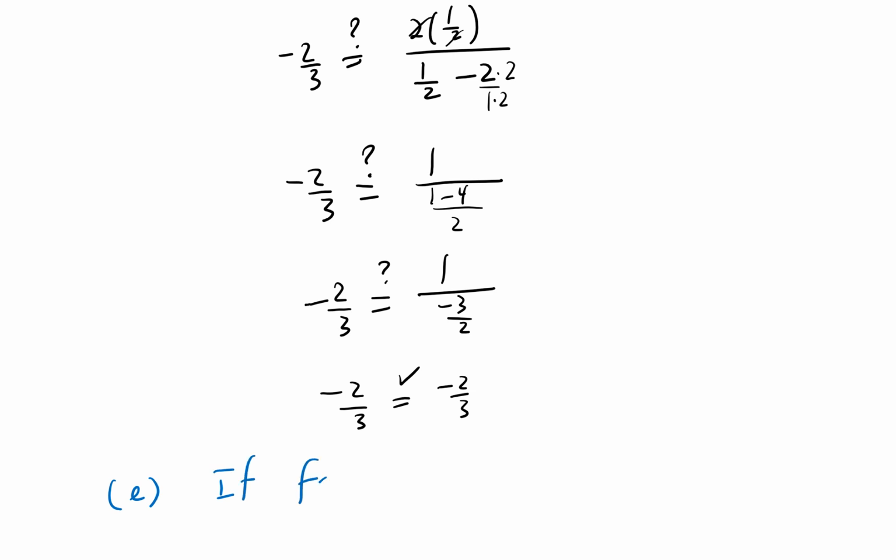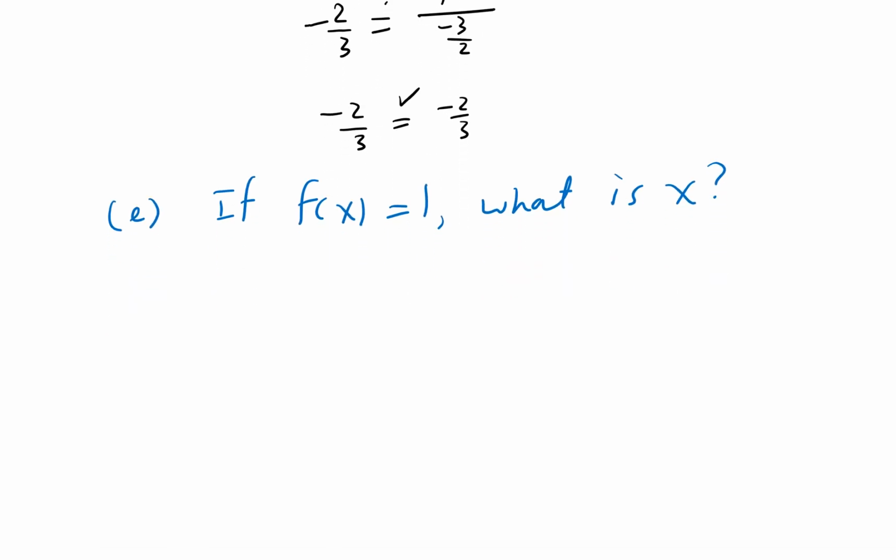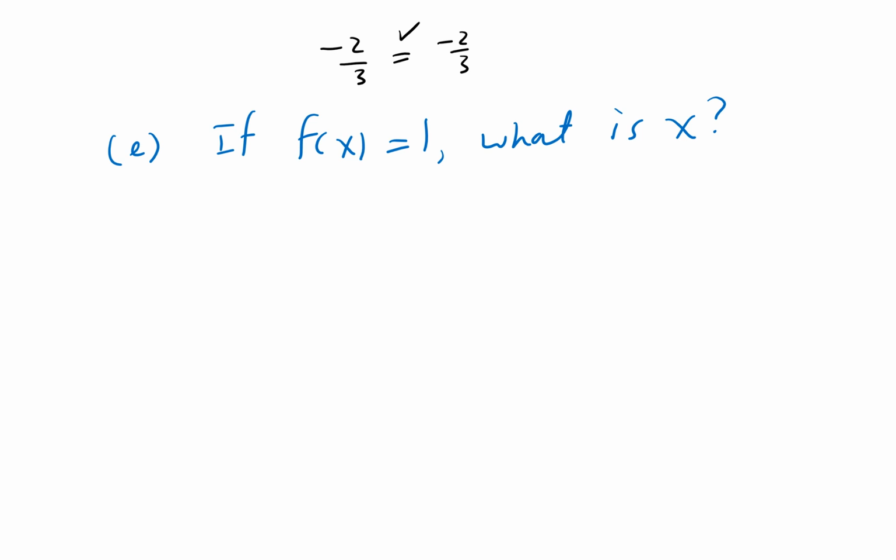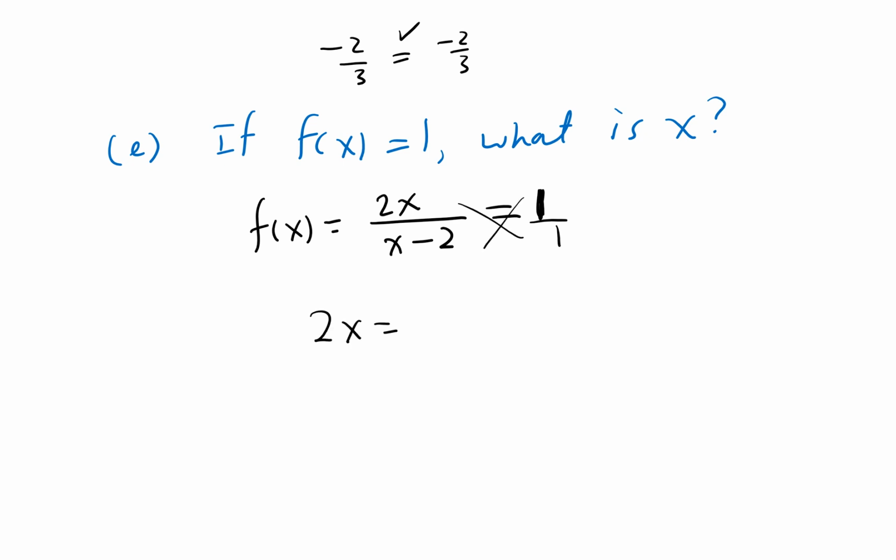If f of x equals 1, what is x? That's another part to the same function. How do you find the value of x? So we have f of x is 2x over x minus 2. They give us that this is 1. So how do you solve for x? You cross multiply. 2x equals 1 times x minus 2. Subtract x on both sides. That gives me exactly what I want.